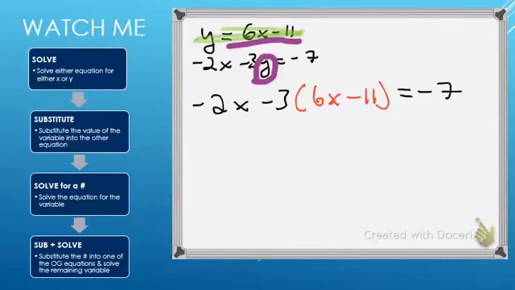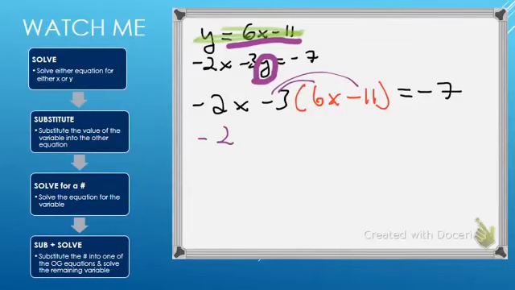Now we see that there are parentheses, a number outside of it, so we need to use the distributive property, and we are going to solve for a number. So when we are all done with this step, the x will be isolated and it will be equal to a number. So let's distribute.